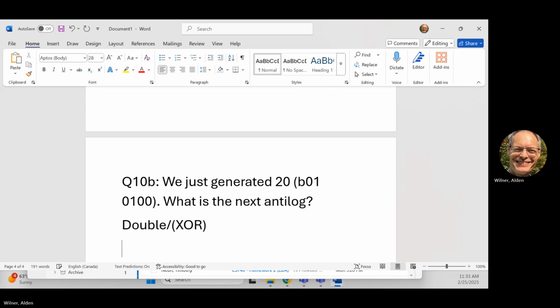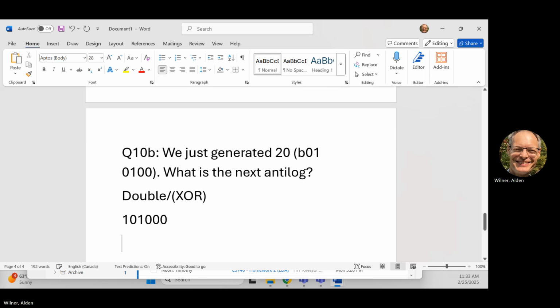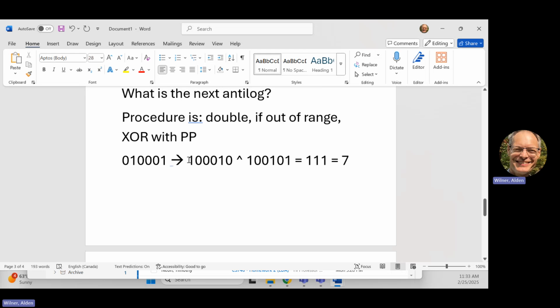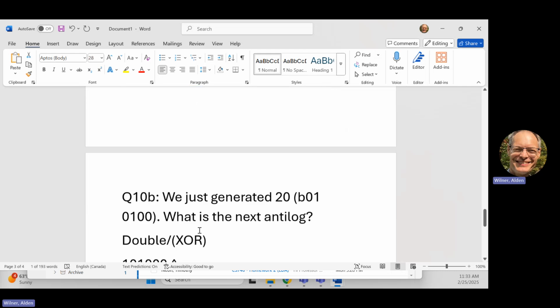So 20 doubled is 40, which is 1, 0, 1, 0, 0, 0. And that's 32 plus 8. Okay. And then we see that that is outside the range because it is decimal 40, which is bigger than 32. Right. And so we have to XOR with our primitive polynomial, which is, again, 37.